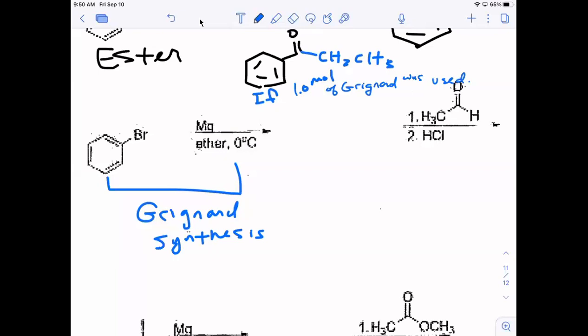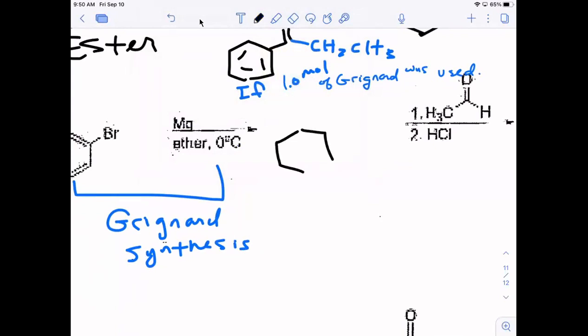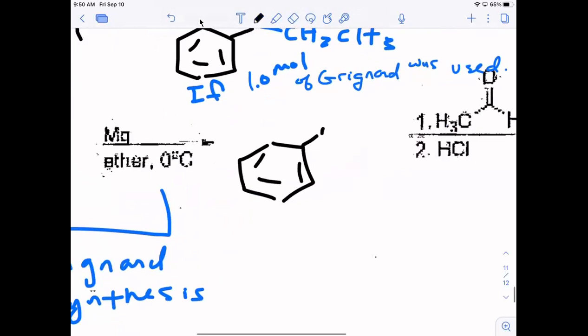Would that magnesium attack the bond between the bromine and the carbon? Look at that on a Friday, just coming through with all the good information. It's going to actually insert right and end up here. Is that right? Yes. On a good Friday.